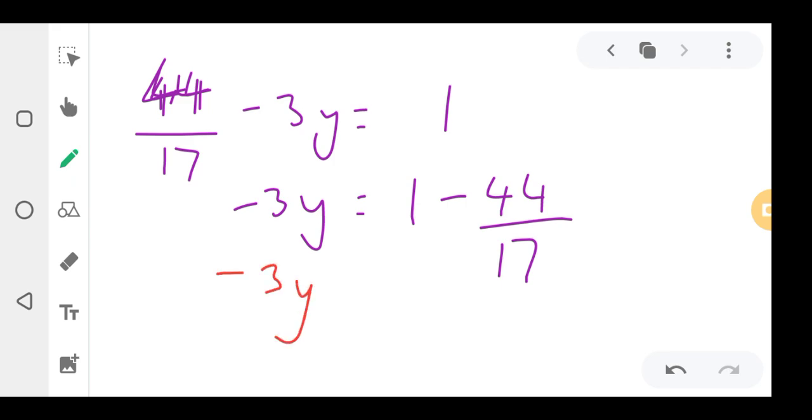So 3y, I think you learned this in grade 8. Any number is over 1. The common denominator there is 17. 1 minus 44 over 17: 1 times 17 is 17. 17 times 1 there is 17. Minus 17 to 17, 1 times 44, 44.